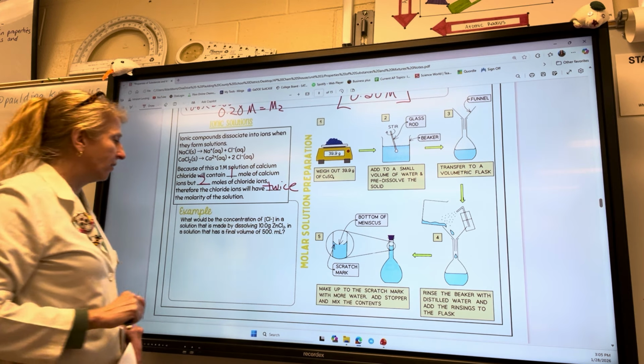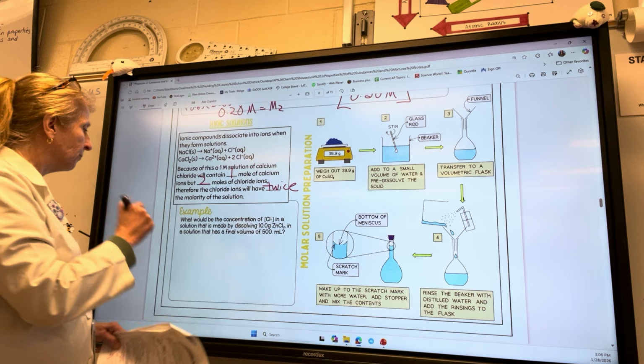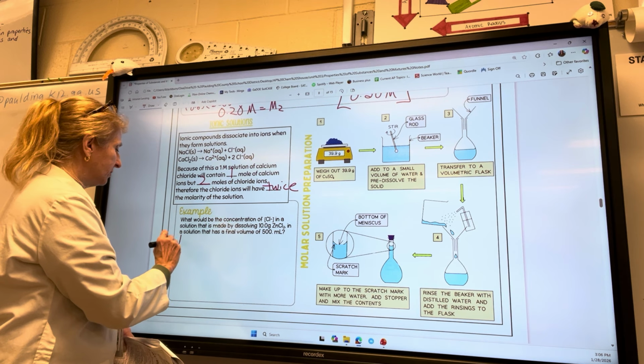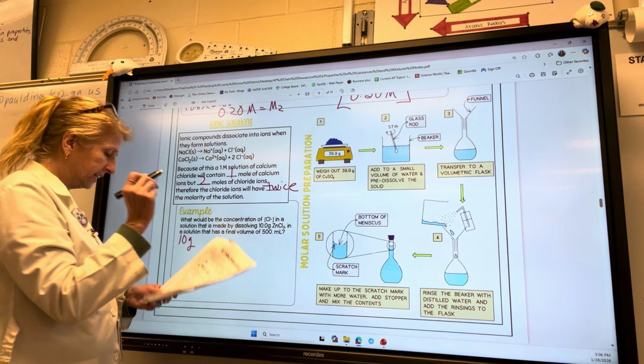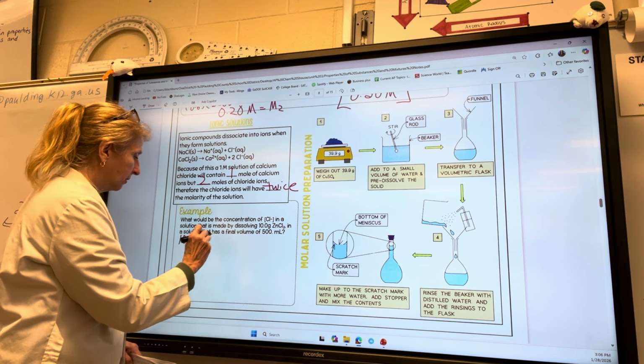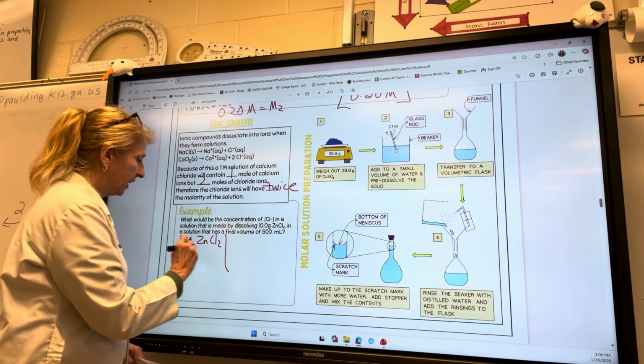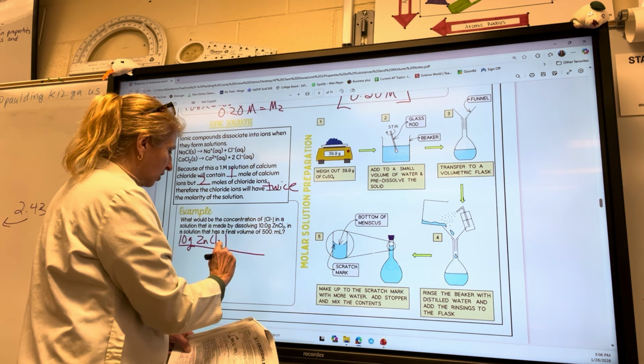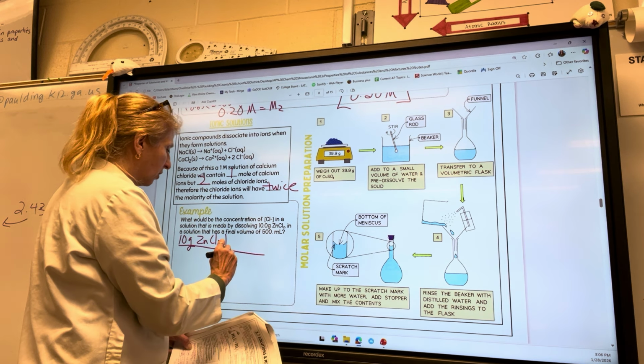Okay. So here's the example problem. What's the concentration of chloride in a solution made by dissolving 10 grams of zinc chloride in a solution that has a final volume of 500 milliliters? We could take our grams of zinc chloride and change it to moles. Its molar mass is 136.3 grams per 1 mole.